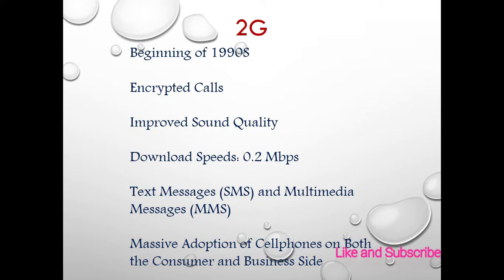After around 10 years, the second generation of mobile technology appeared. It could improve a lot of aspects of the first generation. It could increase the quality of the connections. It could increase the mobile download speed, but as you can see, it was very low, and it could encrypt the calls, so at that time people could connect without worrying if someone was going to listen to them. And one of the important aspects was adding SMS and MMS at that time.